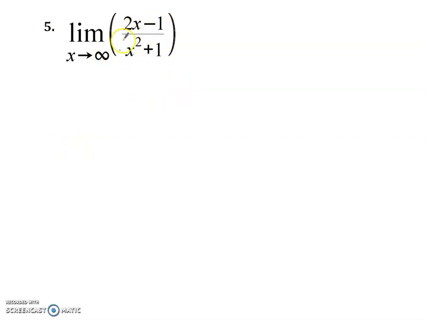So now if I look here, again, I've got another infinite limit. So that's when it's not a trig one, that's when you just look at the highest degree terms. So I have 2x over x squared, because these aren't going to make a difference. That's going to simplify to 2 over x. So this one, I still have an x left when I simplified.